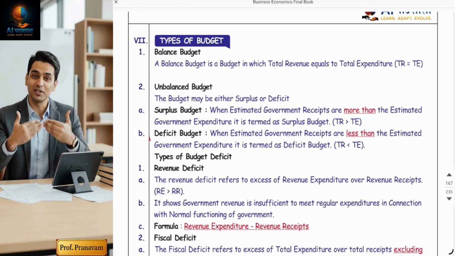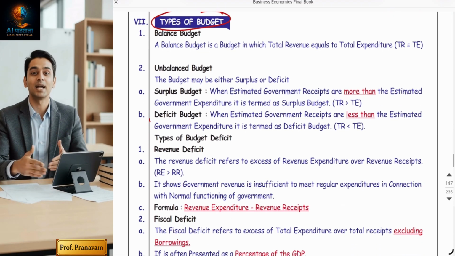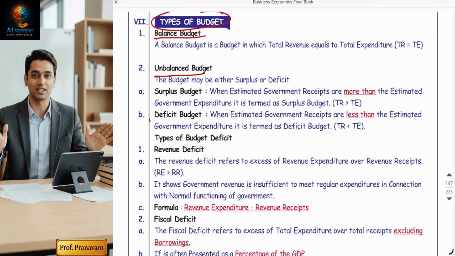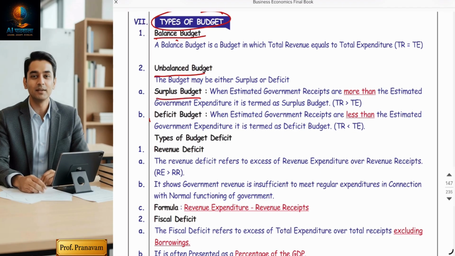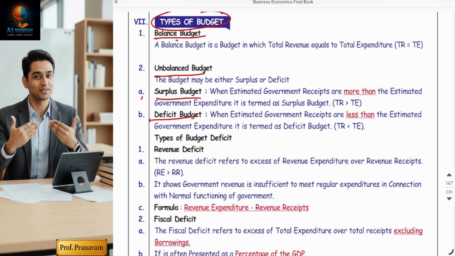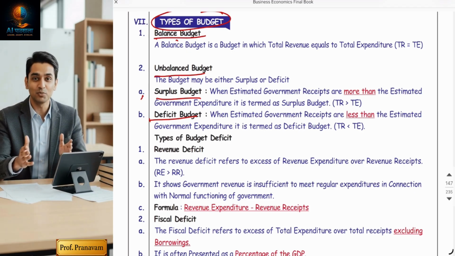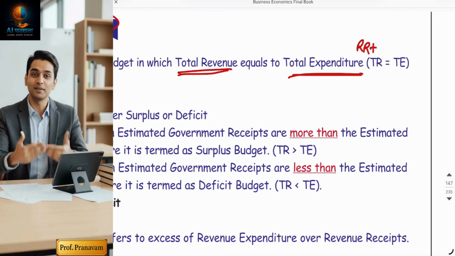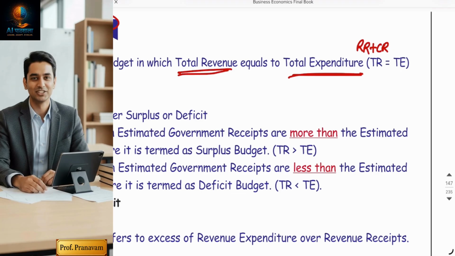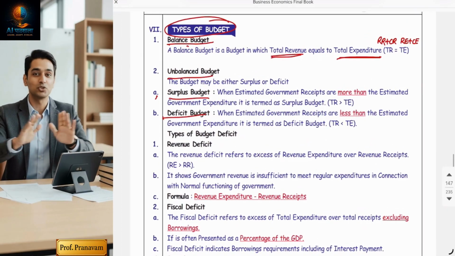Hope you understood. Now let us understand the types of budget. There are broadly two types of budget: balanced budget and unbalanced budget. But exactly, there are three types of budget: balanced budget, surplus budget, and deficit budget. Surplus budget and deficit budget are part of unbalanced budget. Let us understand what a balanced budget is. Guys, it means total revenue equals total expenditure. When I say total revenue, I mean revenue receipts plus capital receipts, and total expenditure means revenue expenditure plus capital expenditure. So expenditure is equal to all the receipts.